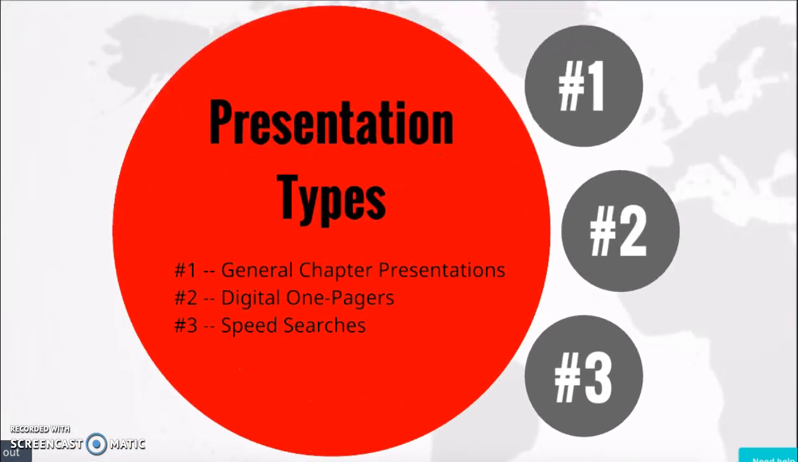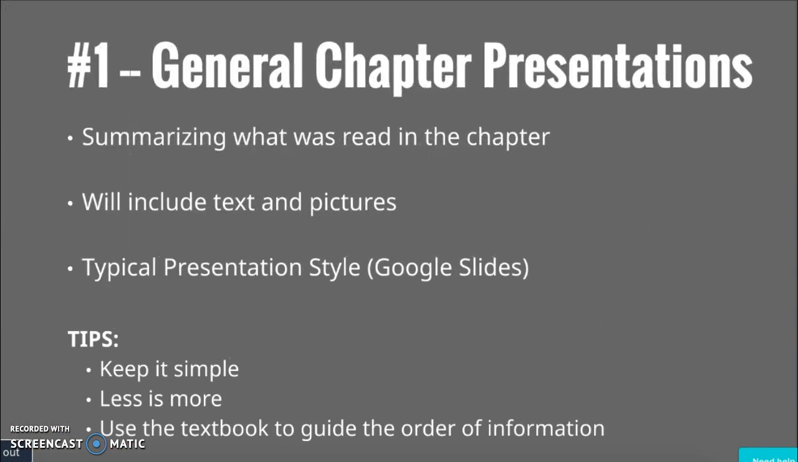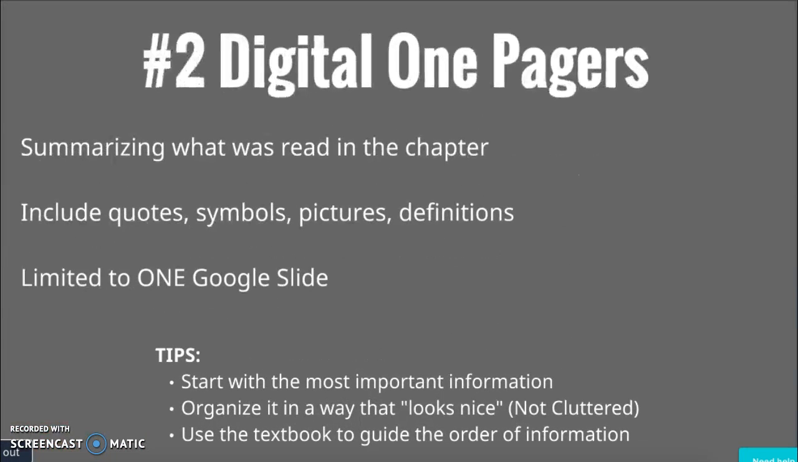There are three different types of presentations that you will be doing this year. Number one, general chapter presentations, where you're just covering a chapter. Number two, digital one-pagers. And number three, speed searches. So in number one, general chapter presentations, you're going to be summarizing the chapter, including text and pictures, and doing a Google Slides presentation. I would suggest to keep it simple. Less is more, and use the textbook to guide the order of information.